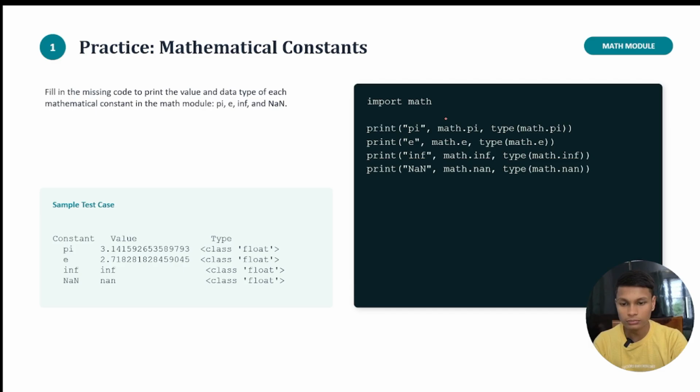At the very first you can see that a program was there. What we have to do in this program is print the value and data type of each mathematical constant in the math module, like pi, e meaning exponential, inf and nan. So how we are going to use these, let's see in this video.